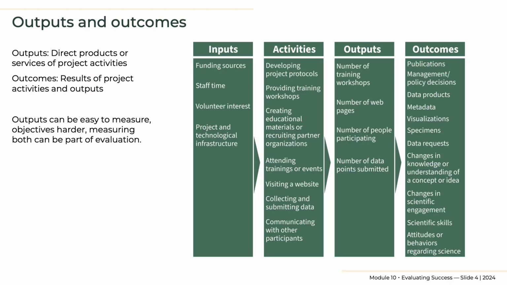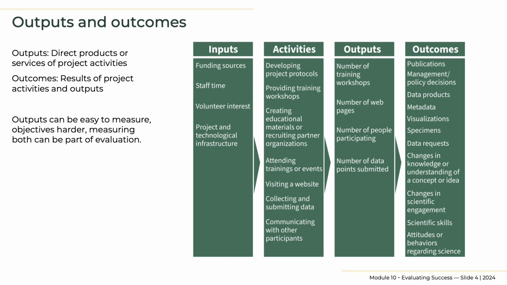Most evaluations seek to document project outputs and project outcomes. Outputs are the direct products or services of project activities and typically are easy to quantify. The number of training workshops that staff deliver, the number of web pages that a project develops, the number of individuals who participate in a project, and the number of data points that participants submit are all outputs. These are important to measure, but in and of themselves do not constitute project success.